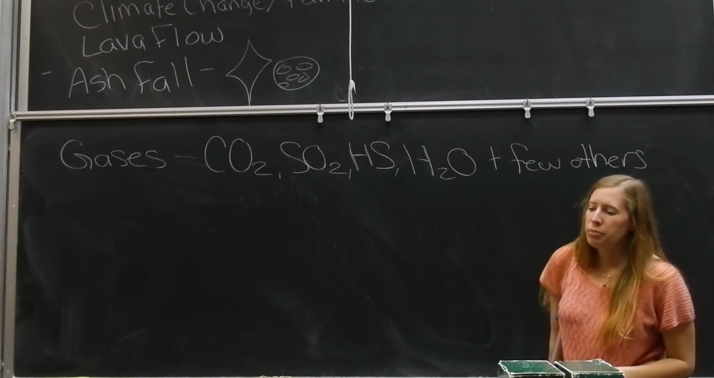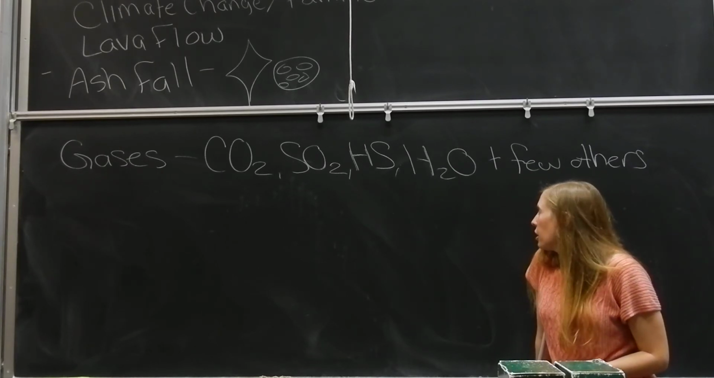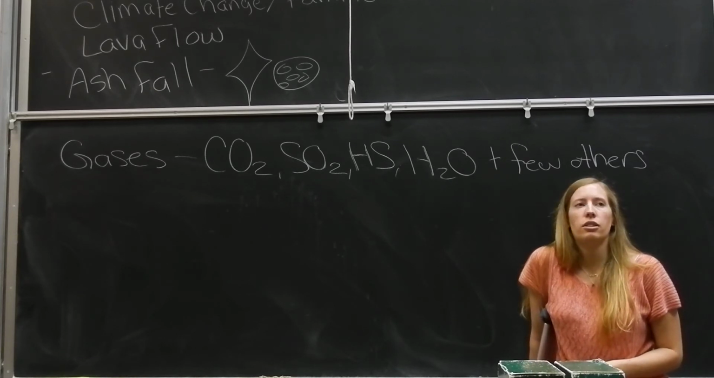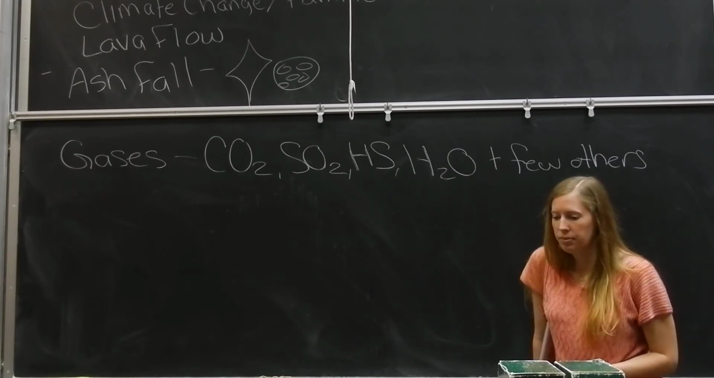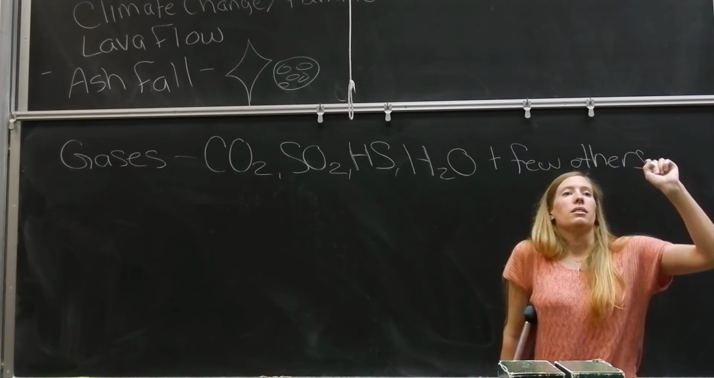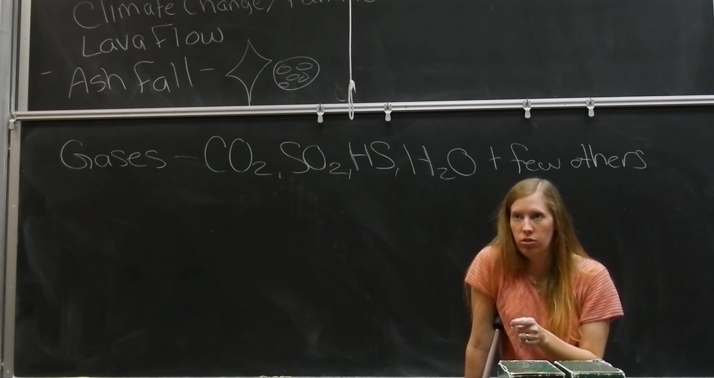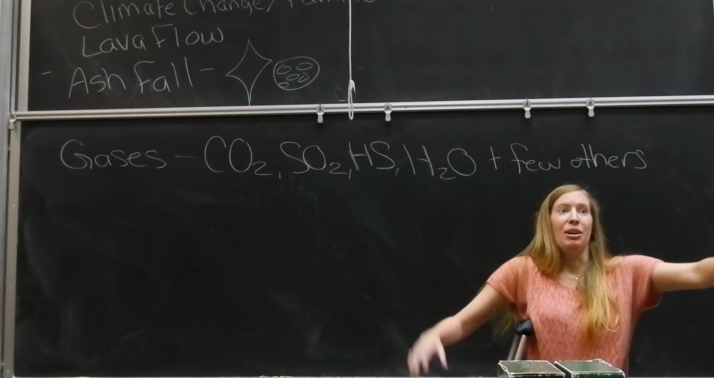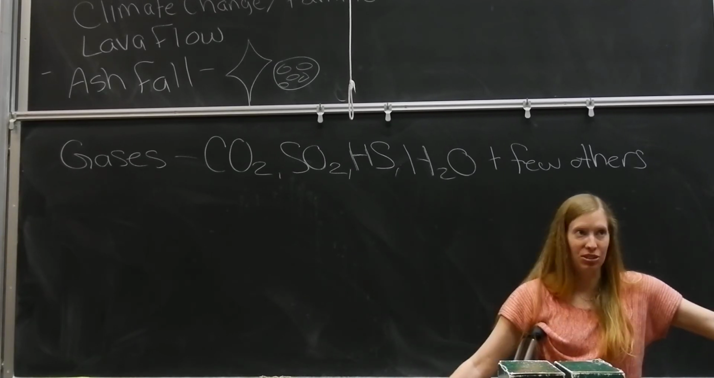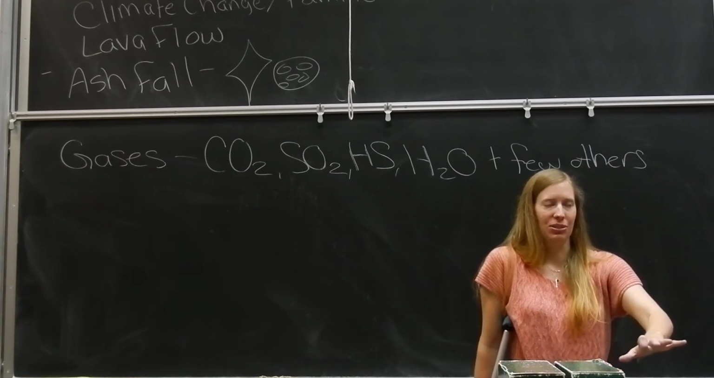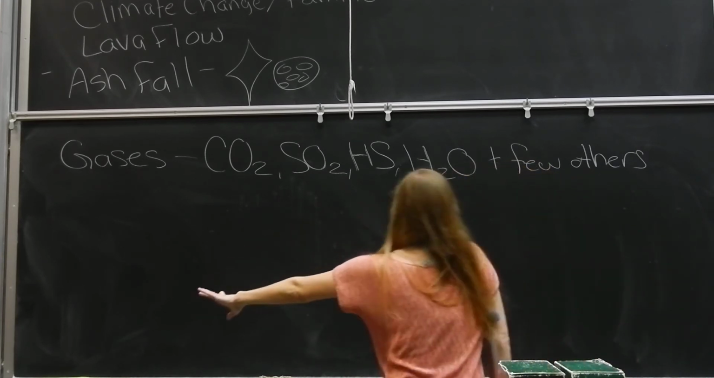Sulfur dioxide combines with elements in the air to create acid rain. Hydrogen sulfide, same thing. As well, carbon dioxide and water act as greenhouse gases, which can increase the temperature globally. Pyroclastic flows cannot increase global temperatures. Repeat that with me. Pyroclastic flows cannot increase global temperatures. Only local temperatures. Okay?